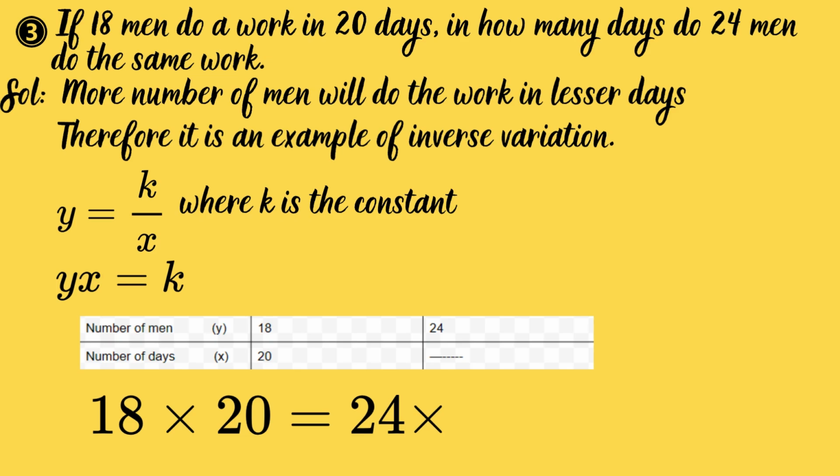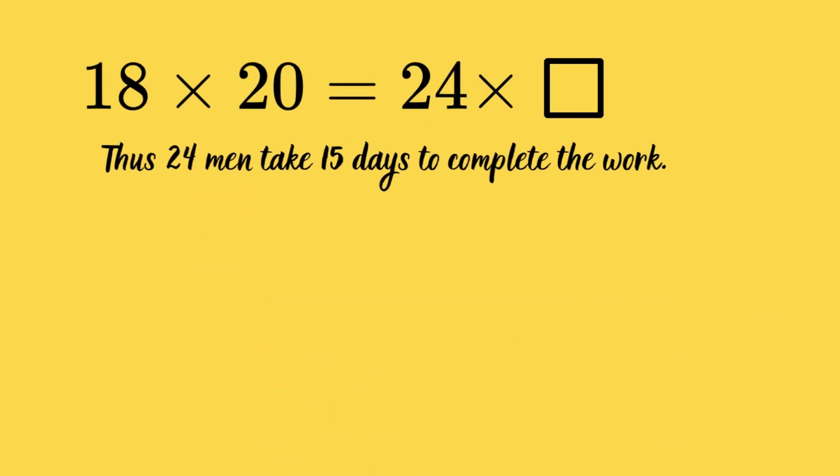Now, from the table, we can see that the number of men have been taken as y and the number of days have been taken as x. And we have to find the number of days taken by 24 men. Therefore, we can write it as 18 into 20 equal to 24 multiplied by the unknown number. Thus, on calculating, we find that the unknown number is 15. So, therefore, 24 men take 15 days to complete the work.